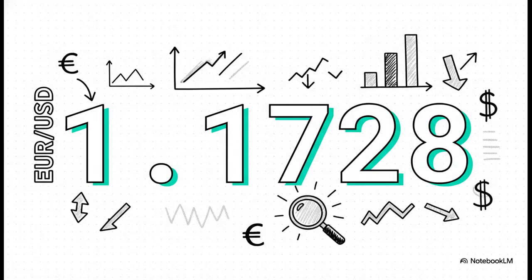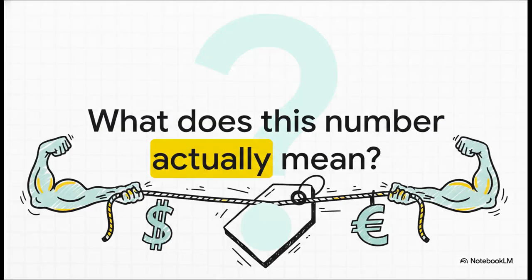So you see this number, 1.1728, sitting right next to EUR/USD. What does that actually represent? What is this price trying to tell you? Well, let's break it down. First things first, forget about it being a math problem. It's not. That number is just a price tag.